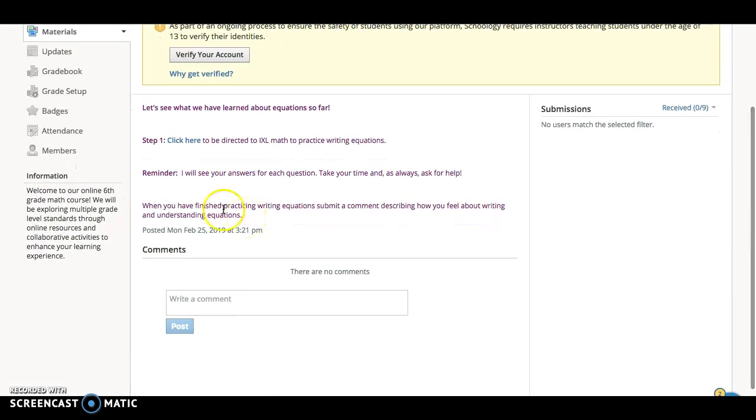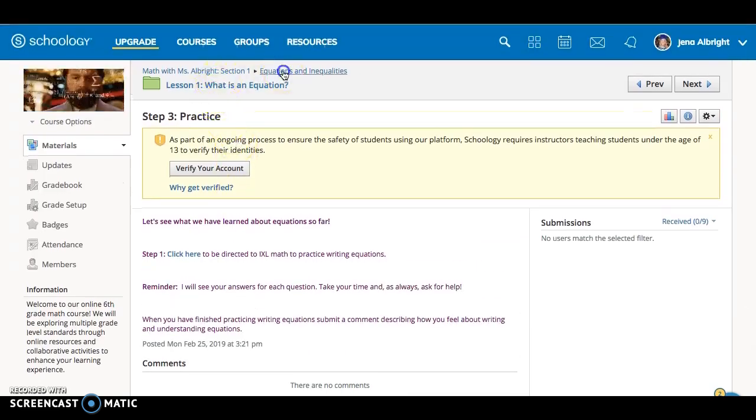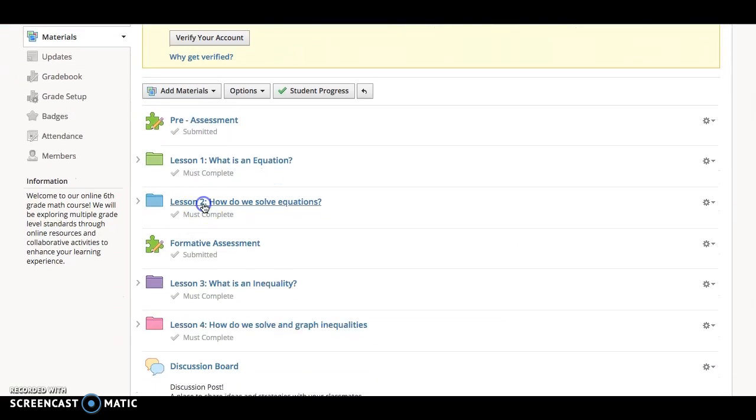Now when they're finished, they are to submit that they've finished, of course, and then also add a comment or a sentence that describes to me how they feel about writing and understanding equations so far. Alright, let's go ahead and head back, and we can take a look at our second lesson.